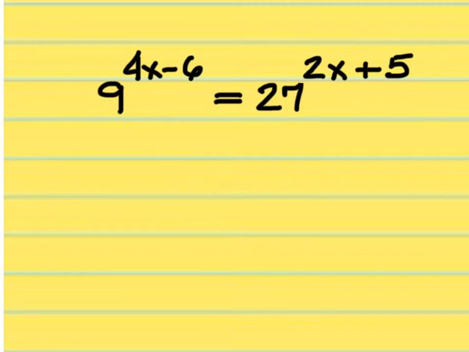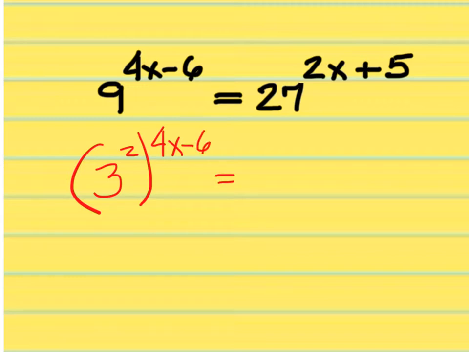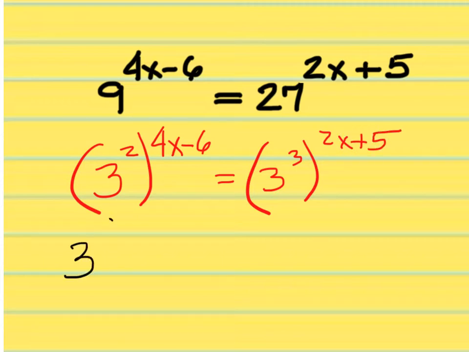So what you have to do is think of the other number that you can raise to a power that's going to give you 9, and then another power to get 27. That's going to be 3. So 3 squared to the 4x minus 6 power equals 3 to the third to the 2x plus 5 power. So that's going to be 3 to the 8x minus 12 power equals 3 to the 6x plus 15 power.